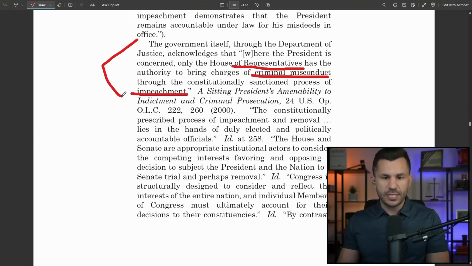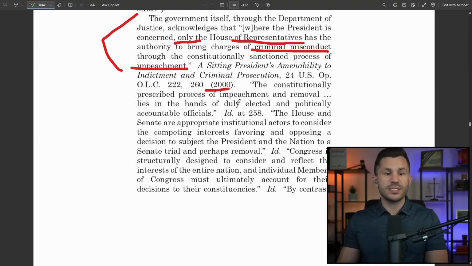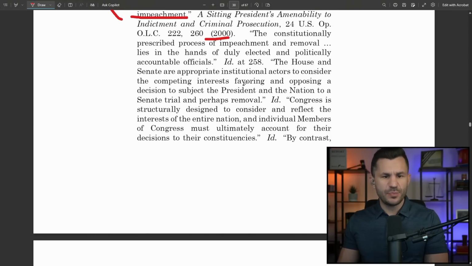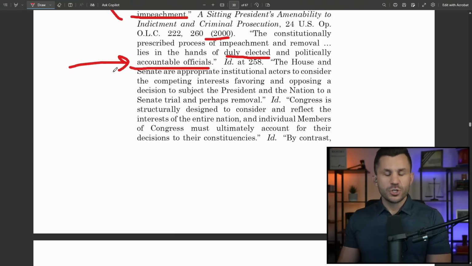So how come the DOJ says this in their own document and then charged him? Oh, because he left office? Is that why? Where the president is concerned, only the House of Representatives. No, apparently Jack Smith didn't read this. He didn't get this memo. So this was written in 2000, a sitting president's amenability to indictment and criminal prosecution. They said the constitutionally prescribed process of impeachment and removal lies in the hands of the duly elected and the politically accountable officials. Jack Smith is not politically accountable. Neither is Merrick Garland. So we want it to go to the Senate, not to jurors and Judge Chutkan.